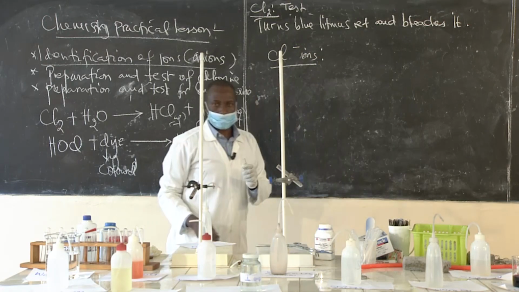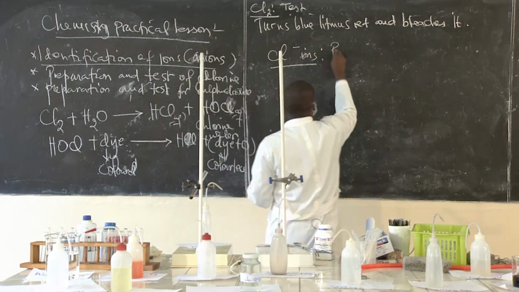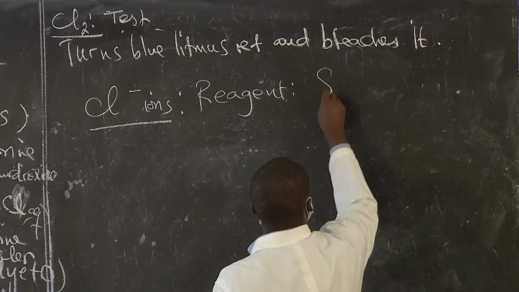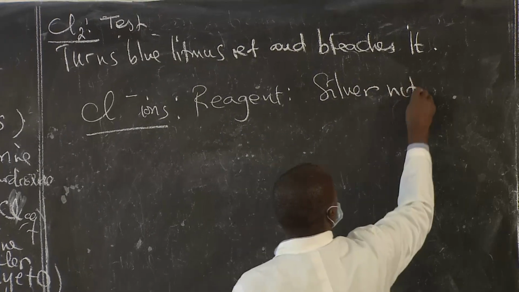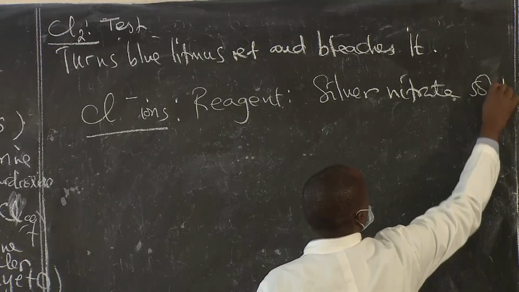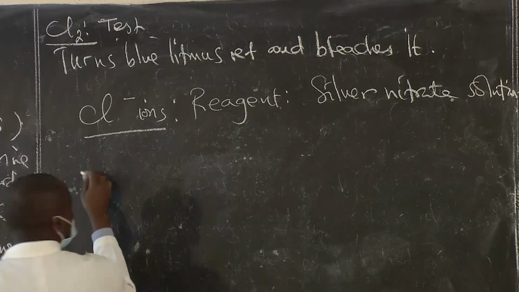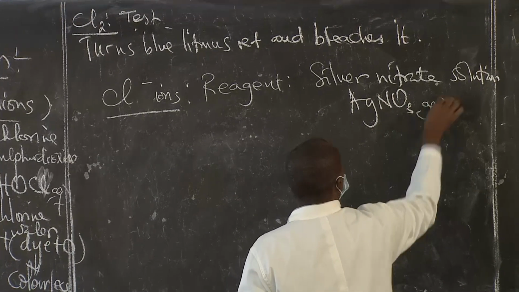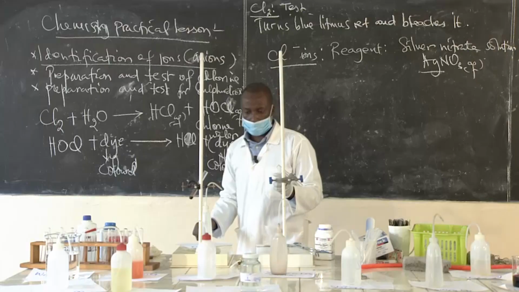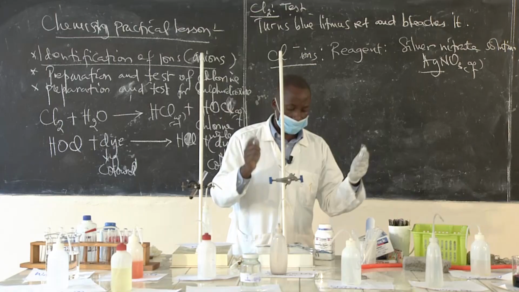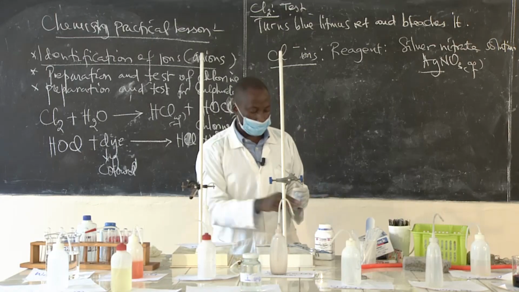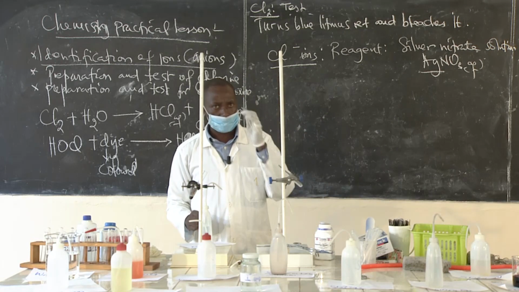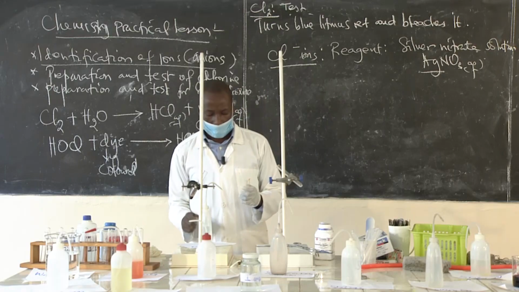This is an anion. So we said the reagent that we use, remember, is silver nitrate solution. You can just as well write it in this form if you are very sure of the formula, there is no problem. But if you are not very sure, please don't write the wrong formula. You're supposed to write formulas that are correct, always. And if you are not very sure of the formula, please just write it in words. There is no harm in that.